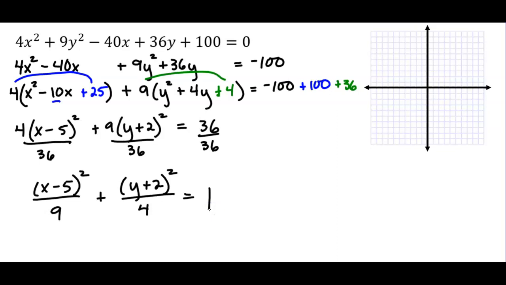Now you might be saying, yeah, the numbers worked out nice. What if 4 didn't go into 36 or 9 didn't go into 36? What you can do is just write it as a fraction. The first one would be 36 over 4, and then it's down in the denominator where you need it to be. But, you know, we like it when the numbers work out nice.